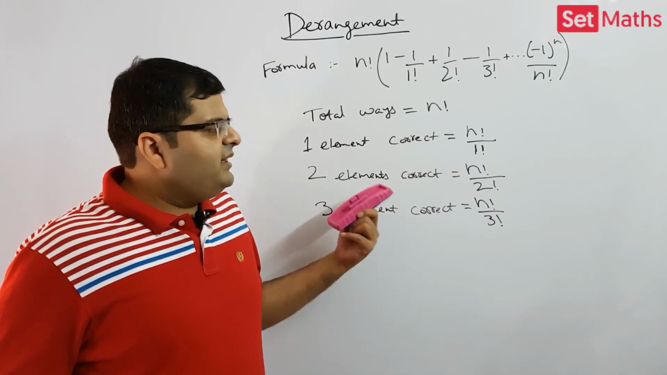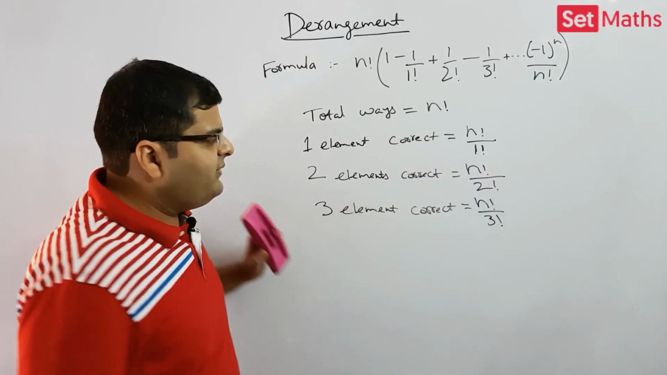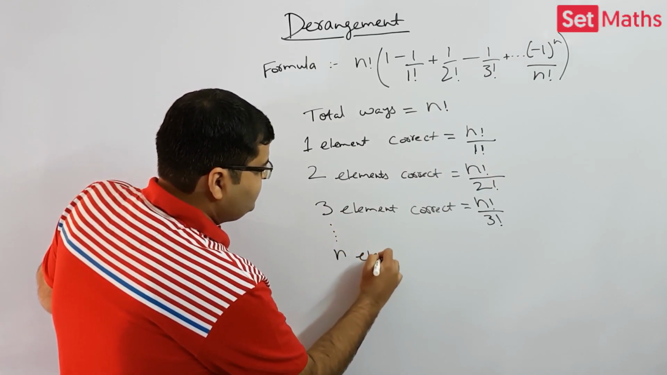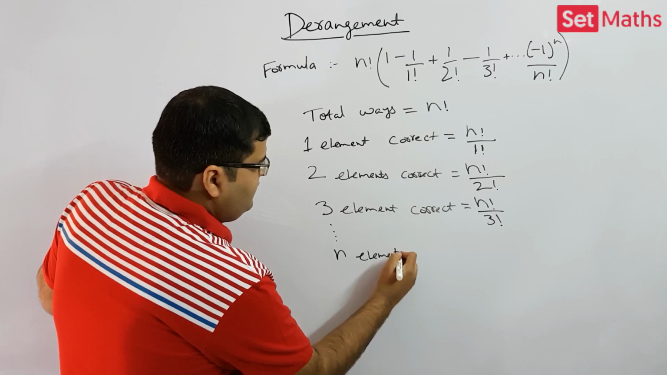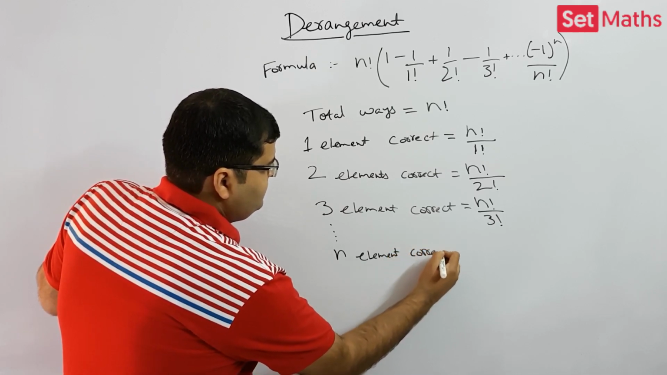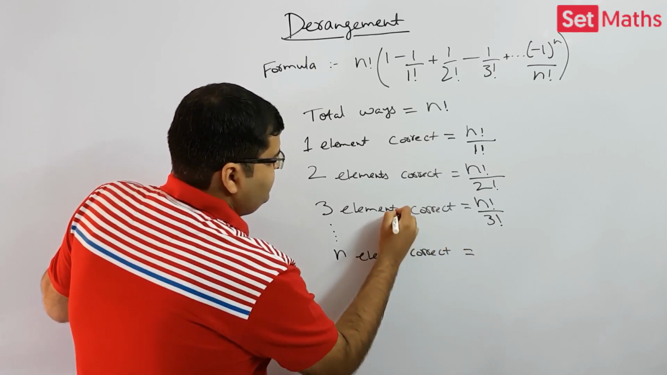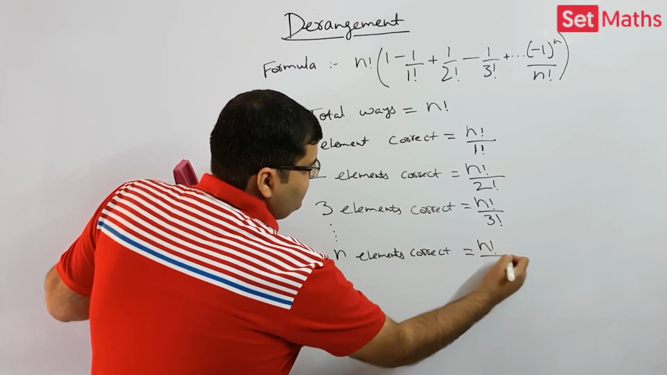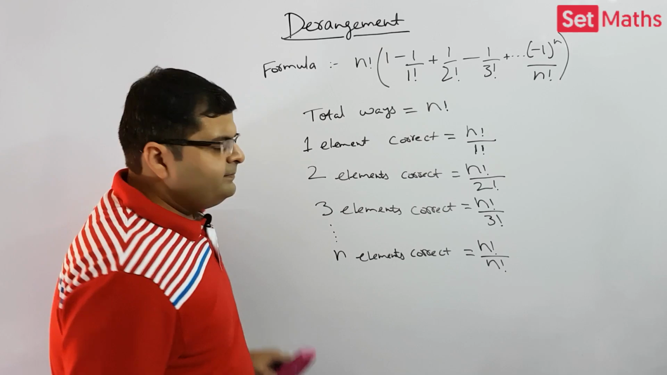If 5 elements are correctly placed, it will be n factorial by 5 factorial. Similarly, this will go on. So if n elements are correctly placed, then it should be n factorial upon n factorial.